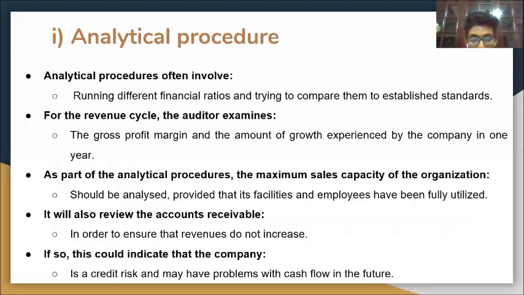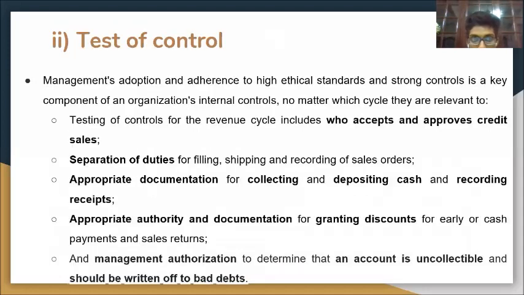It will also review the accounts receivable in order to ensure that revenue does not increase. If so, this could indicate that the company is a credit risk and may have problems with cash flow in the future. Test of control: management's adoption and adherence to high ethical standards and strong control is a key component of an organization's internal control, no matter which cycle they are relevant to.